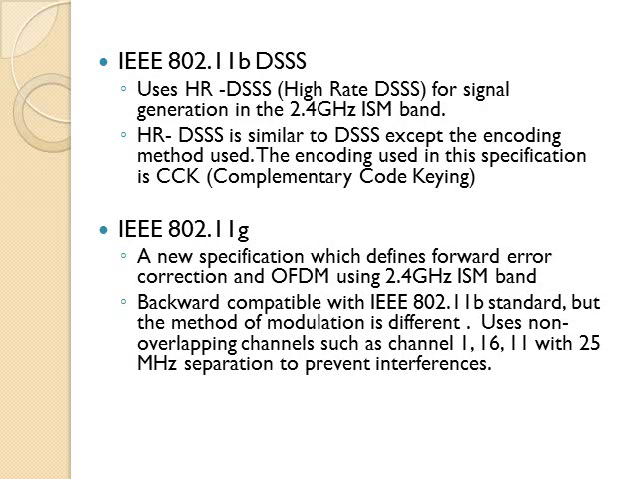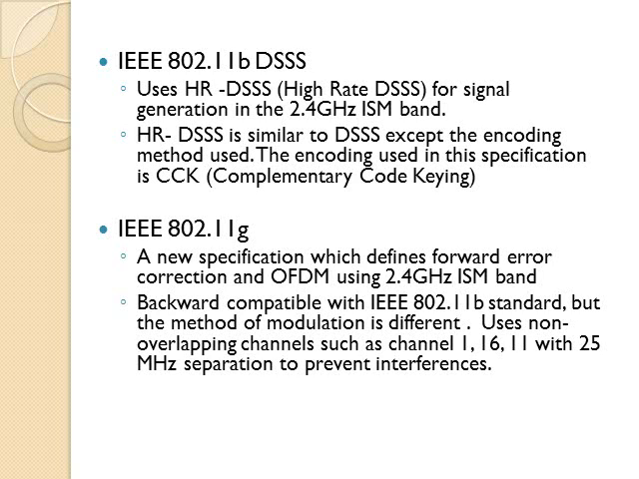802.11b DSSS uses HR-DSSS, that means high rate direct sequence spread spectrum. Actually this HR-DSSS is similar to DSSS except for the coding method used here, and the encoding used in this specification is called complementary code keying.